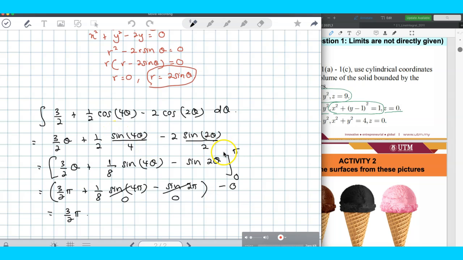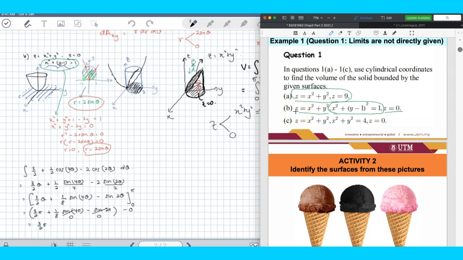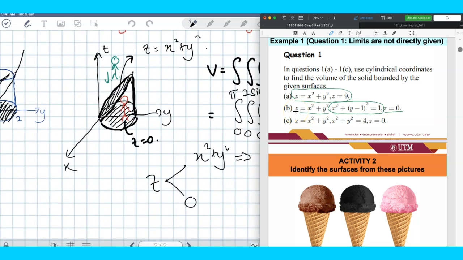And then we replace theta from 0 to pi. Here, this one is pi: sine 4 pi and sine 2 pi are 0. And when you substitute theta equal to 0, sine 0 is 0, sine 0 is 0, and this one of course is 0. So I just put the minus 0 here, and the answer is 3 pi over 2. So that is the volume for this particular example, where the solid is this one.